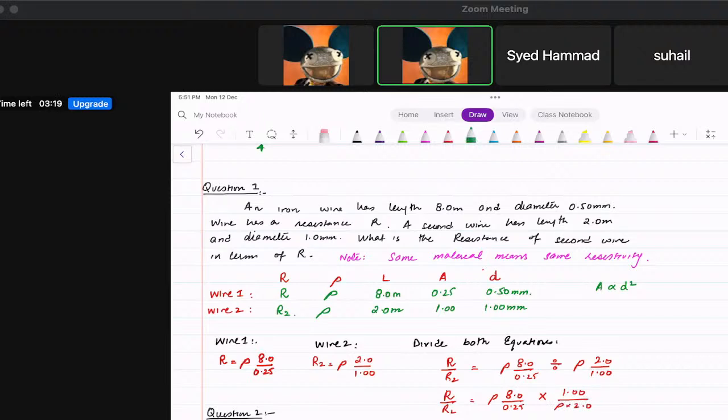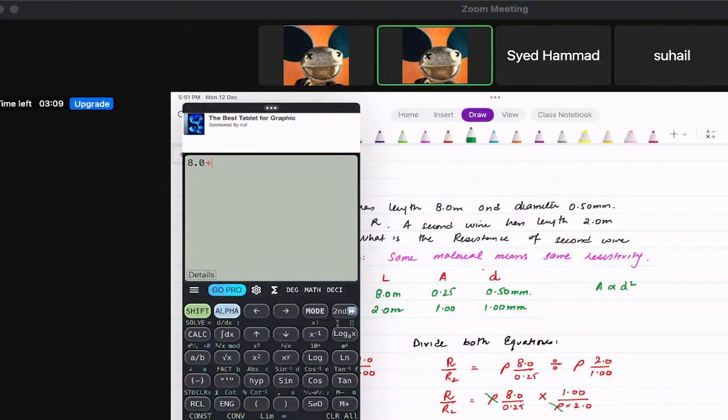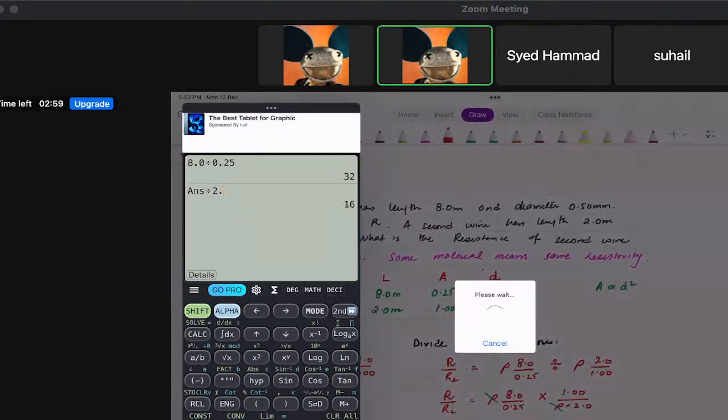Now cancel things out. So rho will be cancelled out with rho. The rest of them you can just do with the calculator. So it's going to be 8.0 divided by 0.25 and divided by 2. So that's going to be basically 16 actually.